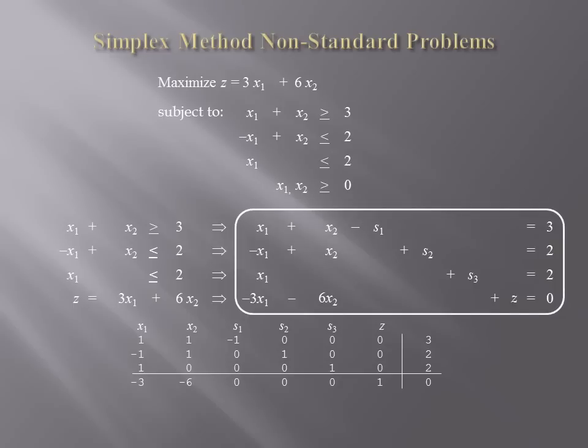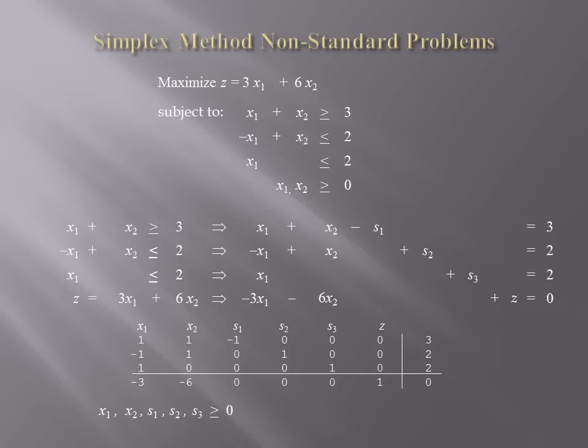There's the initial simplex table for that system of equations. Keep in mind x1, x2, s1, s2, and s3 all must be greater than or equal to 0. That is very important. You will see where that comes into play when we pivot.